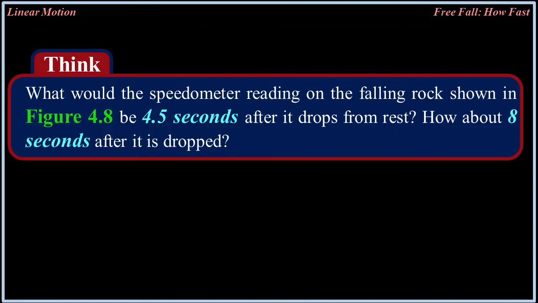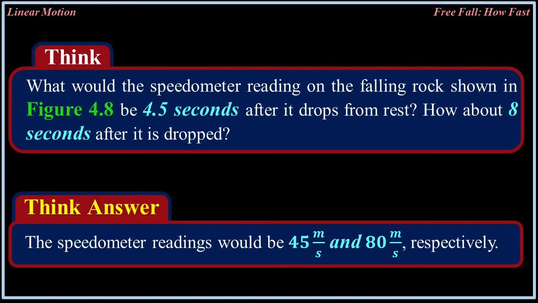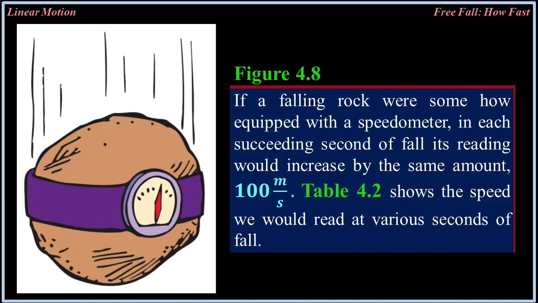And here is another shot of table 4.2 for your perusal. What would the speedometer reading on the falling rock shown in figure 4.8 be 4.5 seconds after it drops from rest? How about 8 seconds after it is dropped? The speedometer reading would be 45 meters per second and 80 meters per second, respectively. If a falling rock were somehow equipped with a speedometer, in each succeeding second of fall its reading would increase by the same amount of 10 meters per second. Table 4.2 shows the speed we would read at various seconds of the fall.